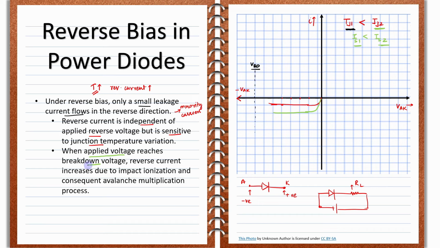When the applied voltage reaches the breakdown voltage, the reverse current increases due to impact ionization and consequent avalanche multiplication. That we have already seen in the previous videos, right? When you are applying more and more reverse voltage, there is this process which is called impact ionization, and due to this impact ionization, more and more charge carriers will be free for the conduction process, and this process is called avalanche multiplication, and a large current can flow in the reverse direction.